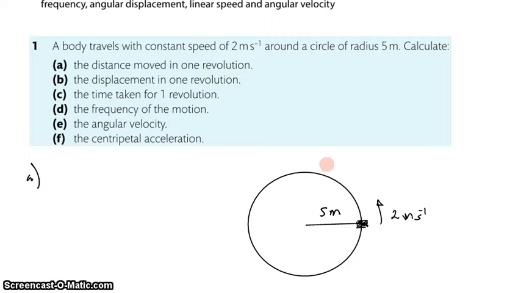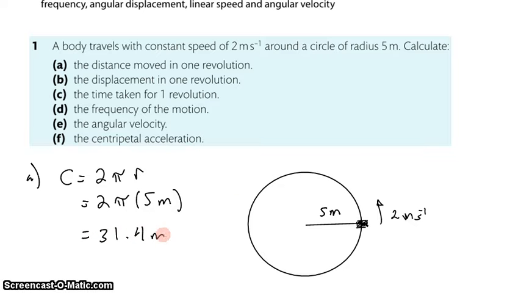One revolution is all the way around the circle and back to the beginning, so the distance is the circumference of the circle. And circumference of a circle is calculated with 2 pi times the radius of the circle. That's 2 pi times 5 meters. So that's 10 pi meters. Pi is 3.14 or something, so that's 31.4 meters all the way around.